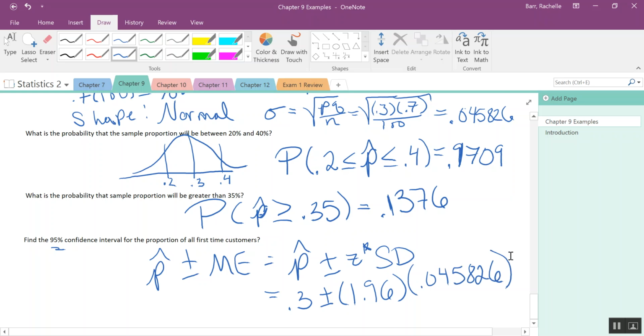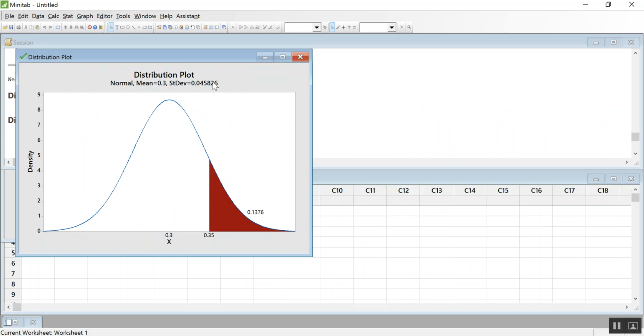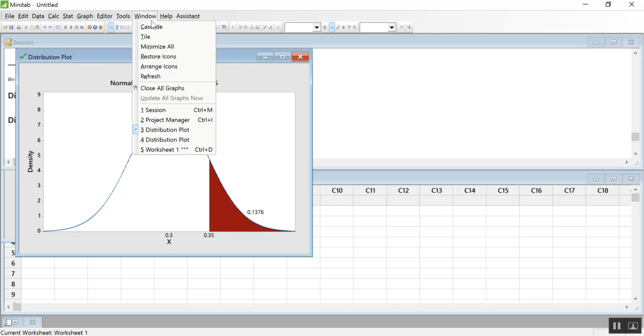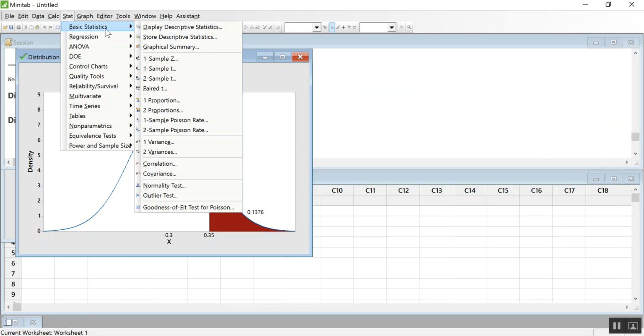But I'm lazy. I'm going to use Minitab. So here we go. Back to Minitab we go. And they're not too far off from each other. I just like Minitab because it's going to be a little bit more accurate. So I'm going to go to Stat, Basic Statistics, down to 1 Proportion.